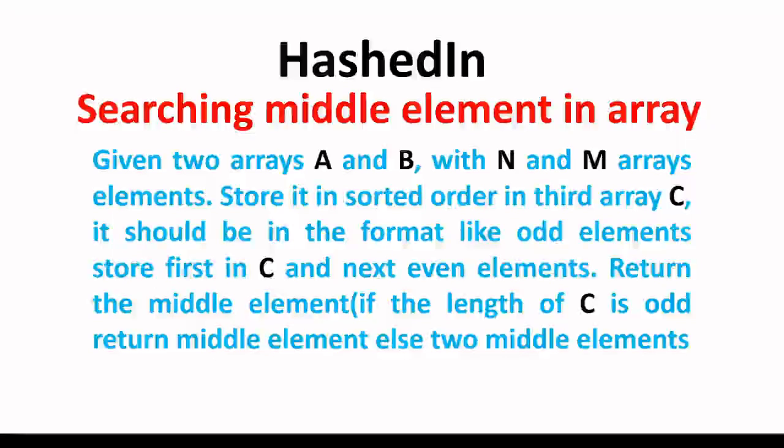You are given two arrays and you have to store them in a third array in sorted order. First, you have to store all the odd numbers, and after the odd numbers you have to store the even numbers, and after the sorting you have to return the middle element. If the length of the third array is odd, then you have to return only one middle element. If the length is even, then you have to return two middle elements. Okay, so let's get into the problem solution.